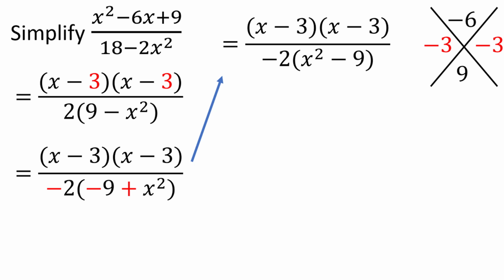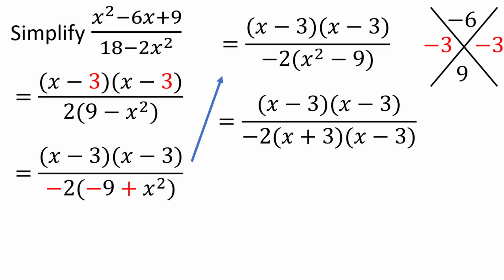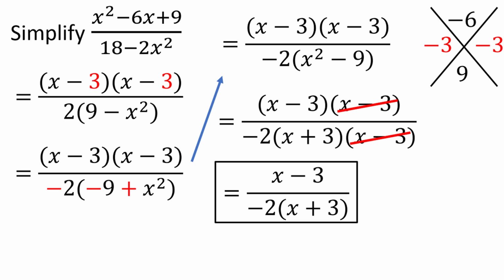The parentheses on the denominator factors by a difference of squares. We have negative 2 times x plus 3 times x minus 3. Now it should be clear that one of the x minus 3 terms cancels, leaving us with x minus 3 divided by negative 2 times x plus 3. You could move the negative from the denominator, but this answer is fine with me, and is classified as fully simplified.